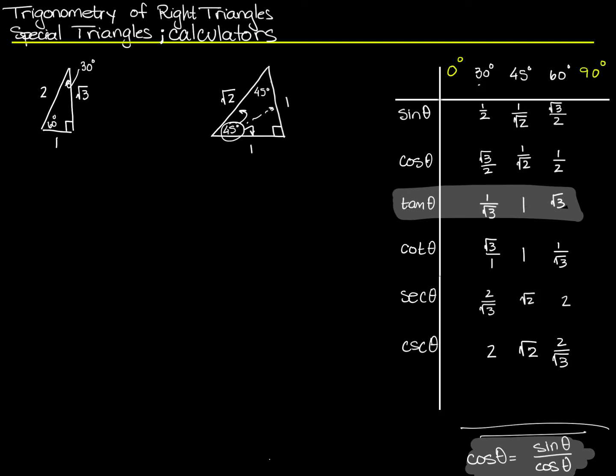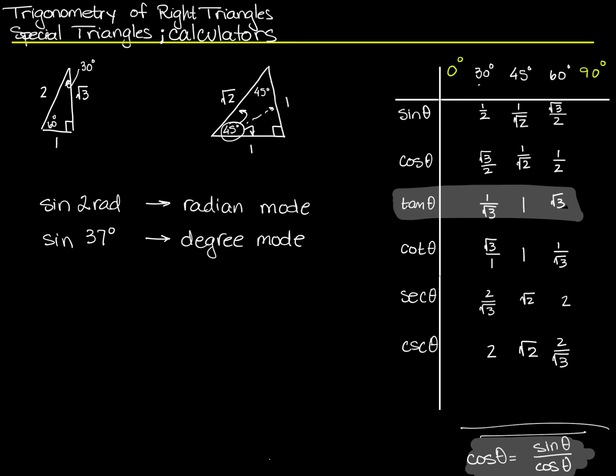However, we're not always going to be working with 30, 60, and 45-degree angles. For example, I might ask you to find the sine of 2 radians, or the sine of 37 degrees. And in that case, you really kind of need to use your calculator. In this case, you need to make sure it's in radian mode, and then you just type in sine 2. In this case, you need to make sure it's in degree mode, and then you just type in sine 37. Hit enter. It'll give you a decimal approximation.